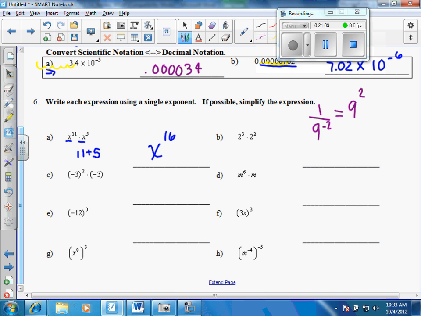For b, let's erase this. You have the same base, so you add the exponents, which would be 2 to the 5th power. But if we take a little bit of time to read the directions, the first part of the directions is write each expression using a single exponent. And then the second part says, if possible, simplify the expression. So that means simplify the expression if it's numeric. Can you write the actual value of that? And that's 32. That's the answer to A and B.